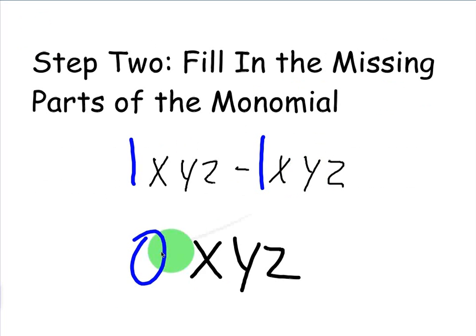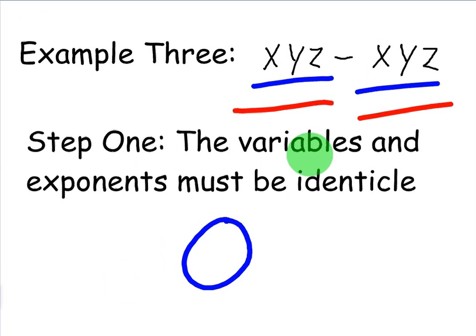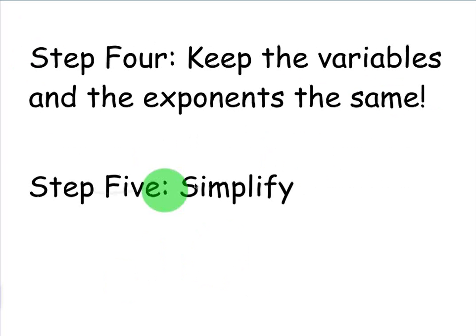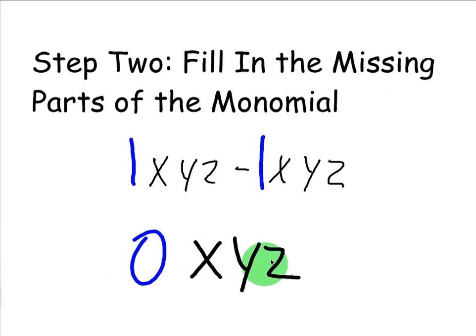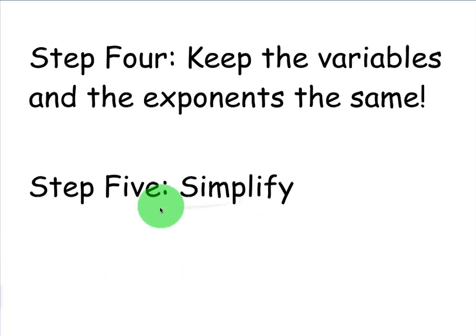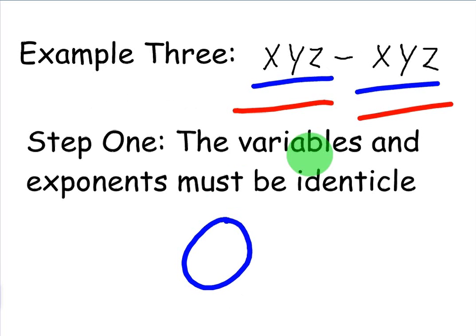Now, if you take 0 and multiply anything, you get what? You get 0 back, right? And so when we go to simplify this, yes, it is 0xyz, but 0 times anything is 0. Therefore, your final answer is 0. That's pretty simple, right? That's why the shortcut's important. You don't have to go through all those steps. Just know that when you subtract anything from itself, including a bunch of variables, you're going to get 0 back.